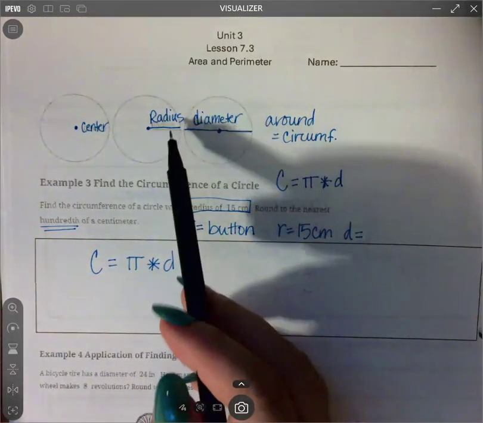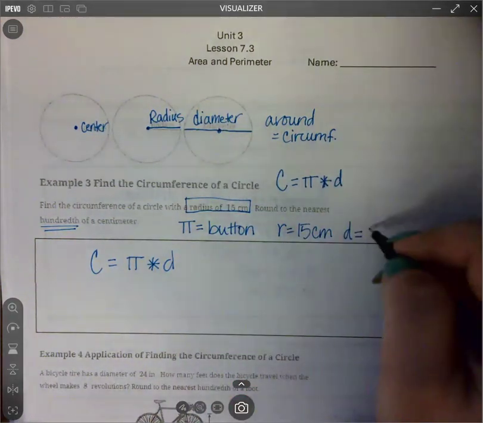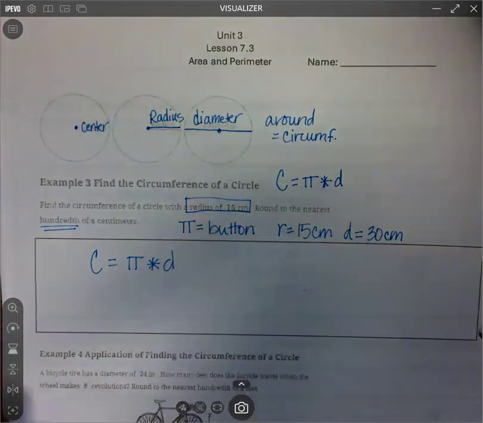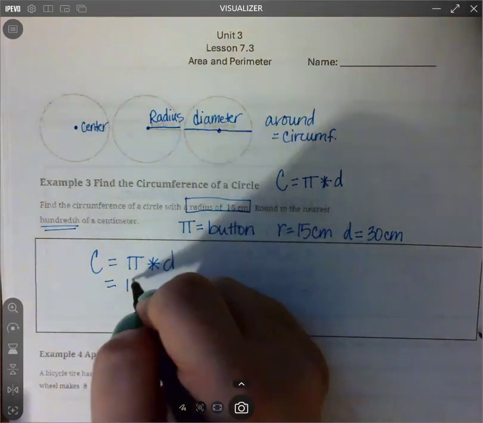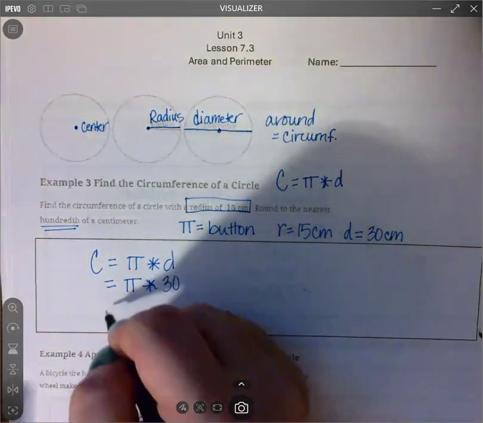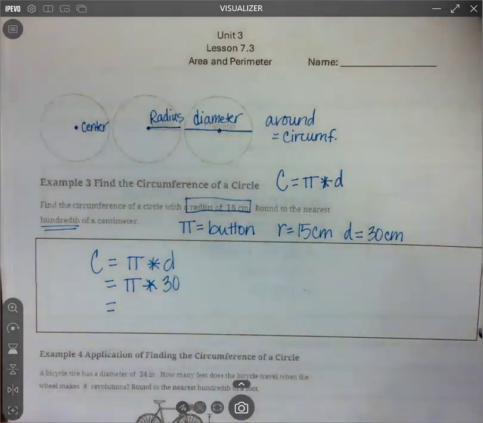Remember, the radius is halfway across. The diameter is all the way across. We just multiply by 2 to get the diameter. So again, we're going to use the pi button on our calculator, and then we're going to multiply by 30. I'm going to grab my calculator. I do hope as we're going through these notes that you are trying each problem also so that you have some practice as you are preparing.